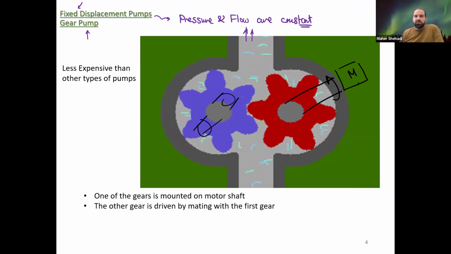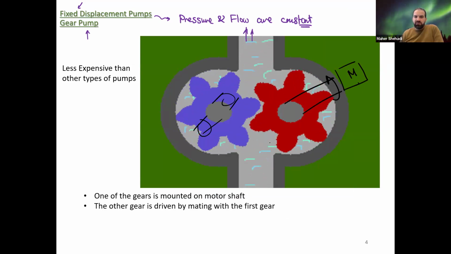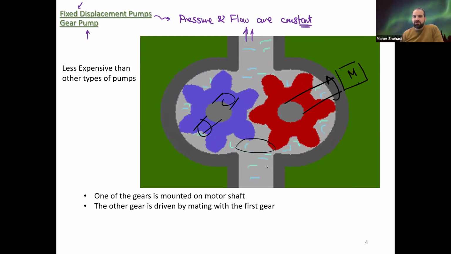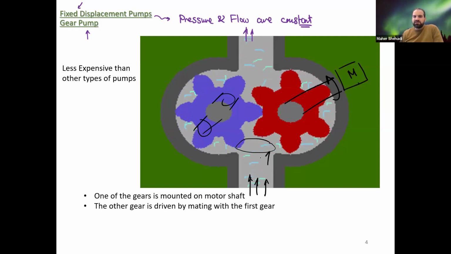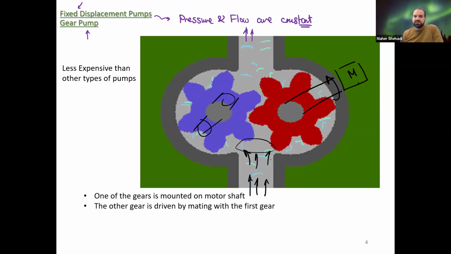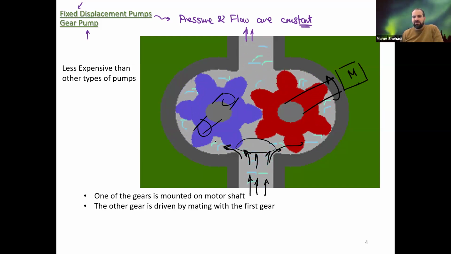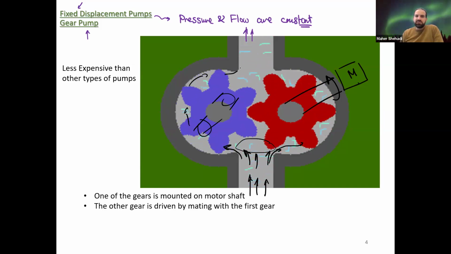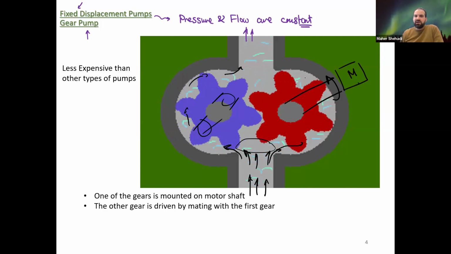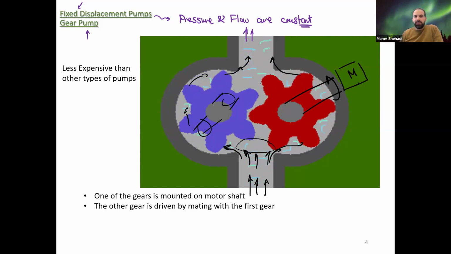So the red one will be driving this, and as they move, they're going to create some kind of lower pressure or vacuum here compared to what the flow is coming. So it starts pulling the fluid through here between the gears and the enclosure. And as it moves, it's going to be pressurized, and it leaves the system here at a higher pressure.